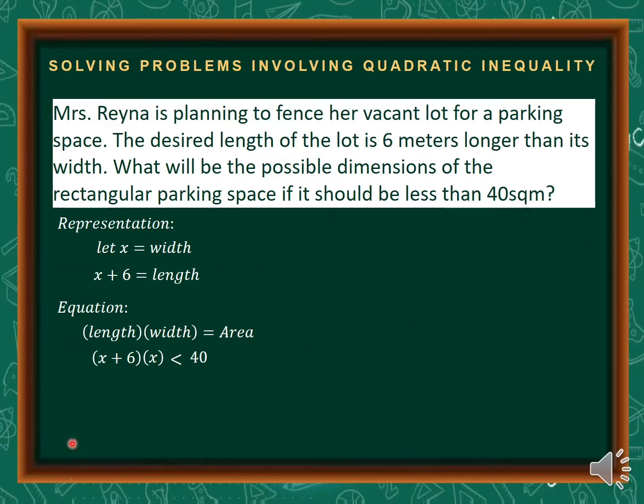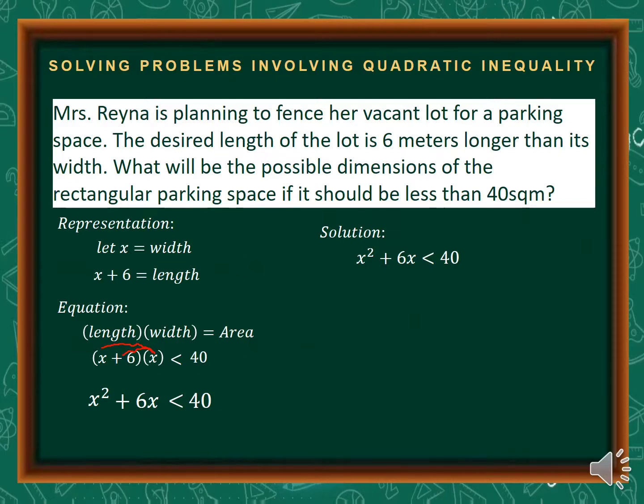Now, applying the distributive property, we have x times x is x squared, and then positive 6 times x is equal to positive 6x, less than 40. So x squared plus 6x less than 40 is our inequality. Okay? Now, let us solve for the unknown. Let's have our solution. In order to solve, this is our formed inequality: x squared plus 6x is less than 40.